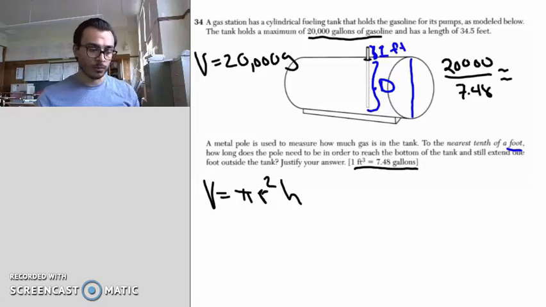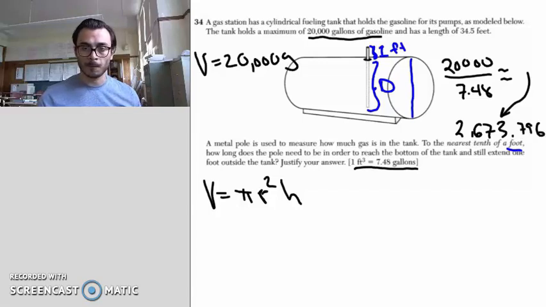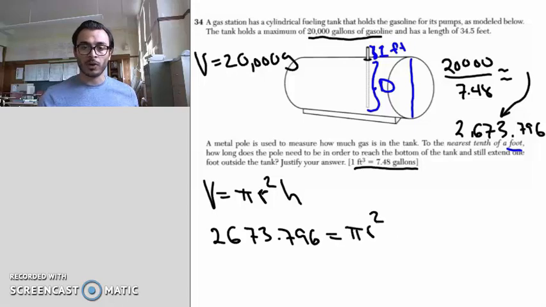So what is that equal to? 20,000 divided by 7.48 is approximately 2,673.796. So that's this volume in feet. Let me plug that in here. 2673.796 equals pi r squared times the height.